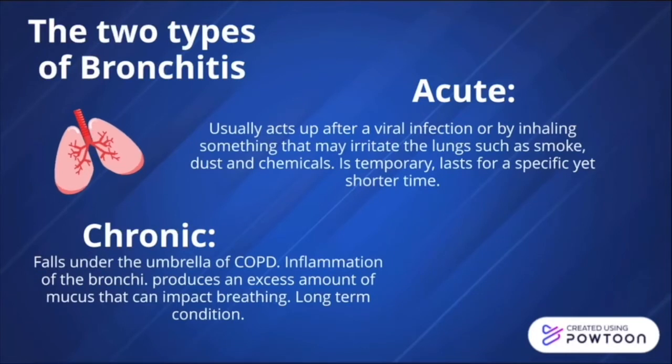Acute is temporary or will last for a short time. It arises mainly after viral infections, such as the common cold, or by inhaling irritants like smoke and dust. Acute bronchitis is very common and accounts for 10 million doctor's visits yearly. That's crazy. Chronic bronchitis is a more serious condition. It's a more constant irritation in the bronchi. Chronic bronchitis lasts longer and usually won't go away. Chronic bronchitis does fall under the umbrella of COPD, also known as chronic obstructive pulmonary disorder.